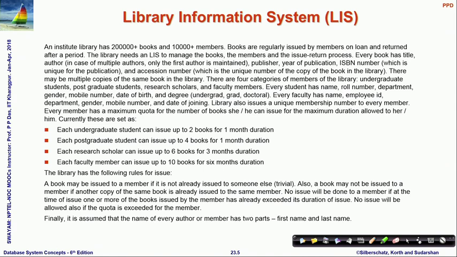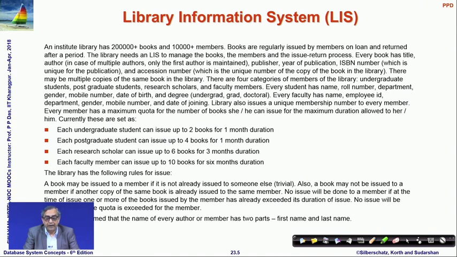On the member side, there are 4 categories of members, broadly students and teachers, but among students there could be undergraduate, postgraduate or research students, and the faculty members. The students are specified by their name, roll number, department, gender, mobile number, date of birth, and the degree that they are doing, and every faculty member also has a name, employee ID, department, gender, mobile number, and the date of joining. To manage these members, the library also issues a unique membership number to every member.